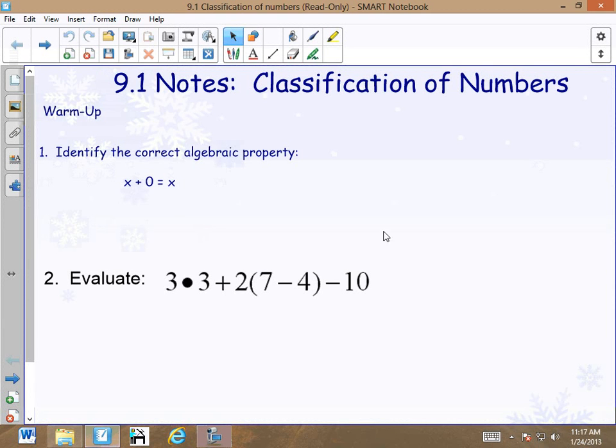This lesson 9.1, we are cruising along. Notice how happy I sound?